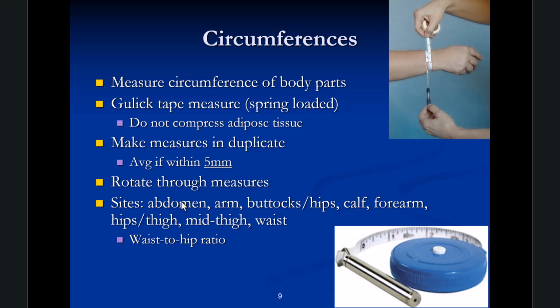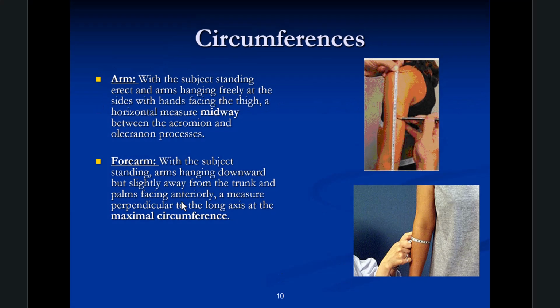So when you do these, you generally want to do them all and then do them all again, and you want to make sure that you're getting consistent numbers. To be consistent, they're supposed to be within at least 5 millimeters of one another. So if they are, you just take an average, and that's your circumference measure. So these are the major sites that we do circumference on.